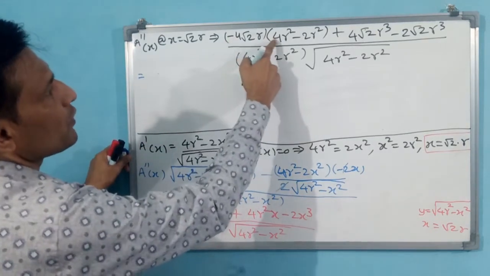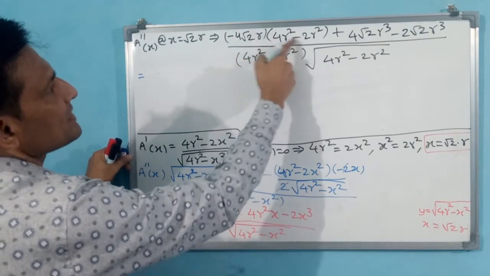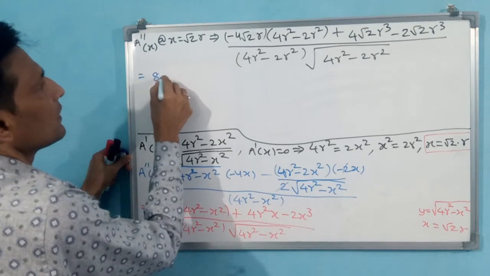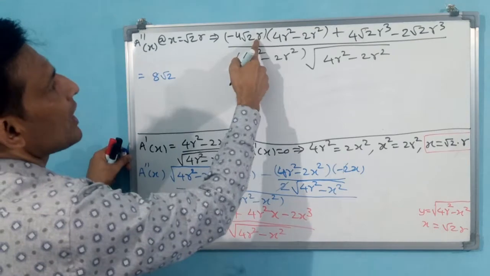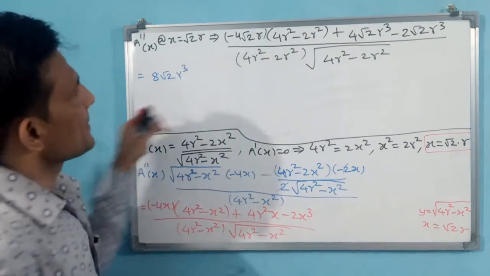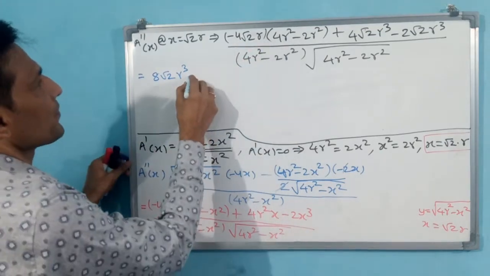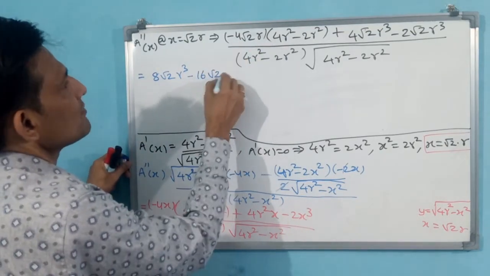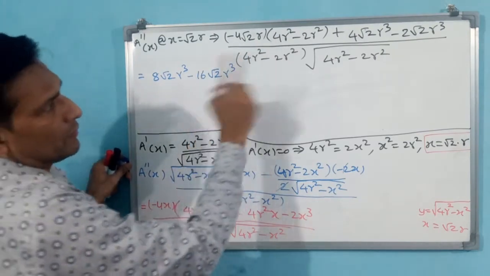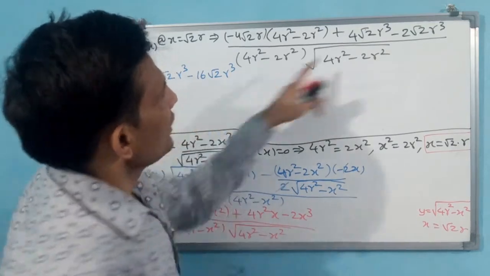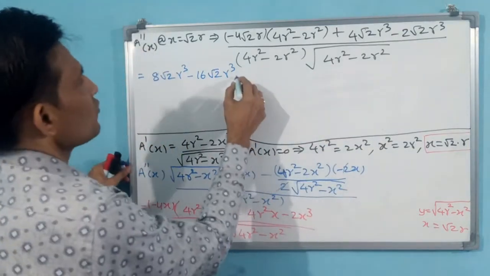You see 4 into 4, 16. First you make it plus 8 root 2, 4 into 2, 8 root 2, r square, r cube. Okay. And minus 16 root 2 r cube. You see 4 root 2 r cube minus 2 root 2 r cube means 2 root 2 r cube plus 2 root 2 r cube.